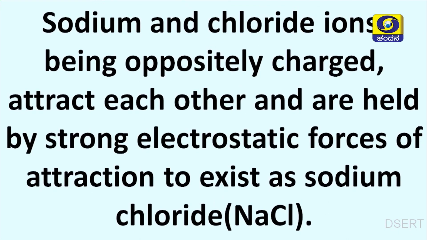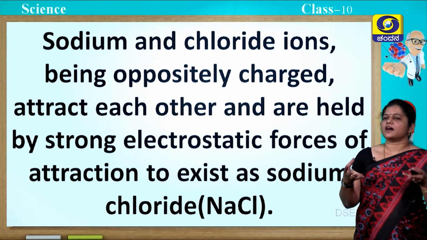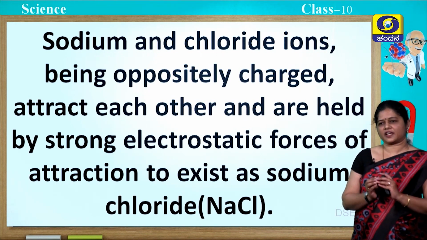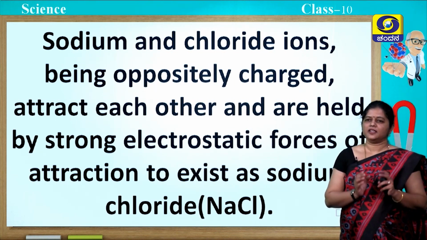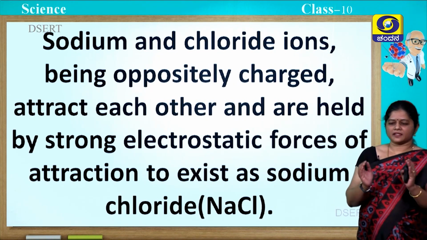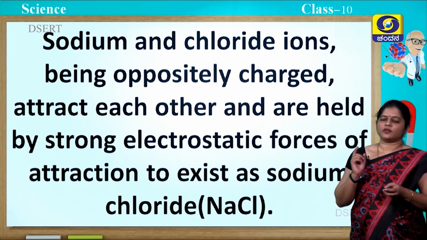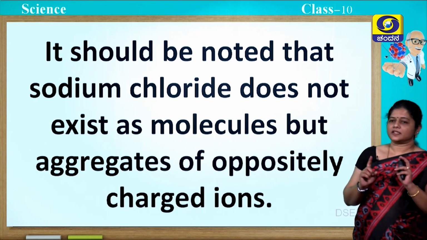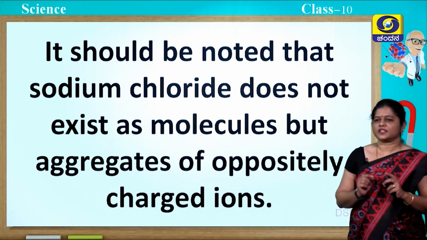Sodium and chloride ions are oppositely charged. Sodium ion is positively charged and chloride is negatively charged, and since they are oppositely charged, they are attracted to each other and they are held by a strong electrostatic force of attraction. So, they exist as sodium chloride, NaCl. So, this NaCl is formed by the attraction of two ions, that is why it is called an ionic compound. It should be noted that sodium chloride does not exist as a molecule, but as aggregates of oppositely charged ions.